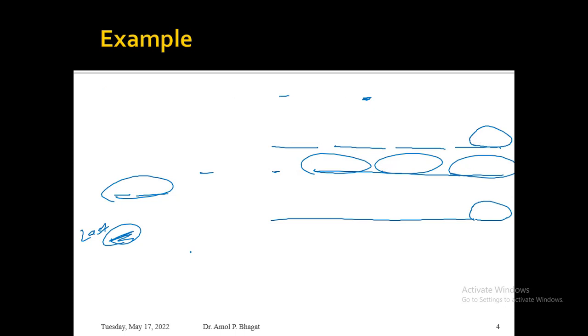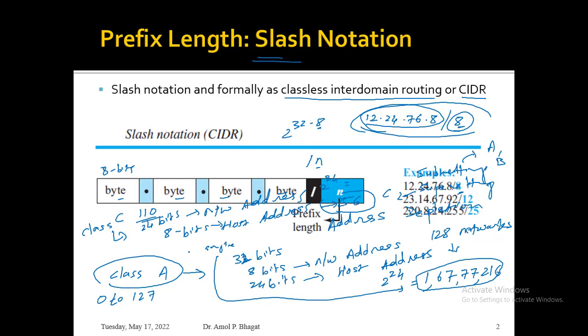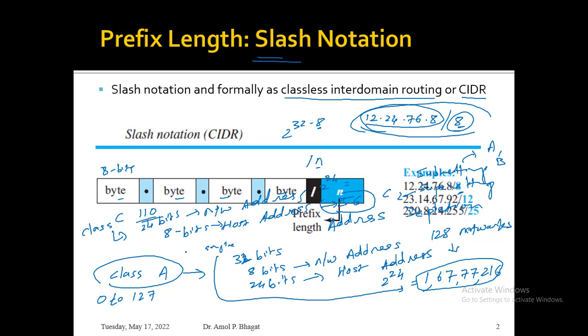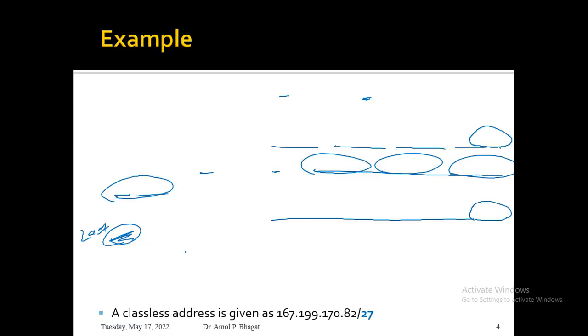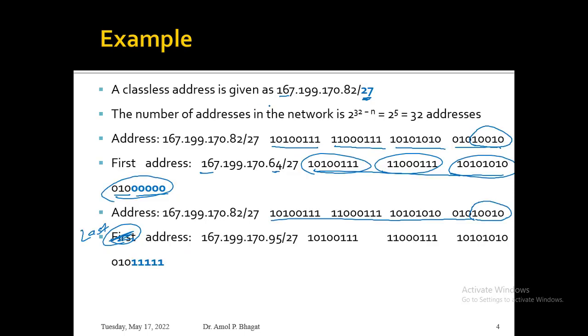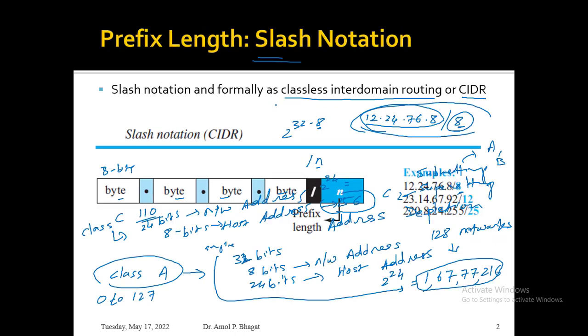Let's see an example here. We can take this address 12.24.76.8/8.